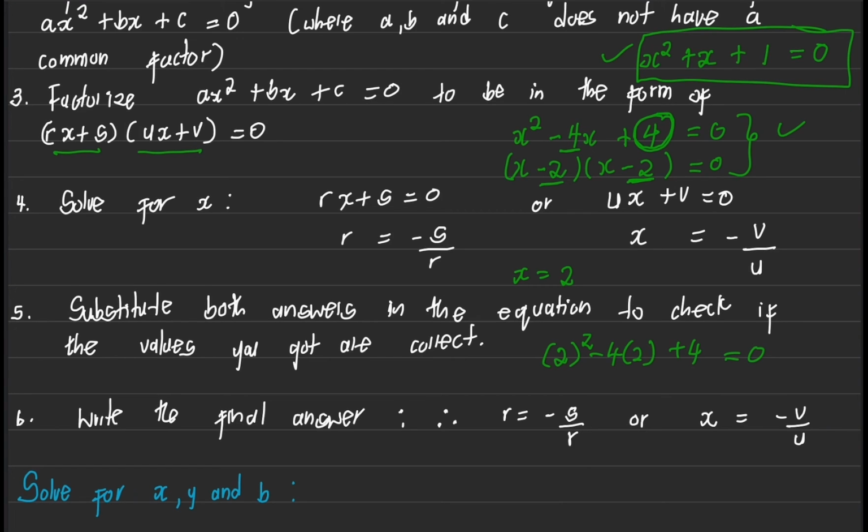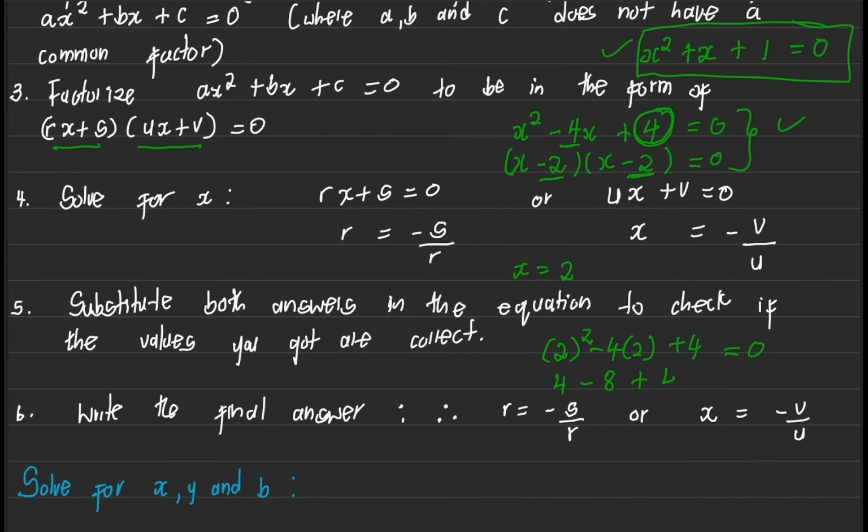And then from there, you're going to have your 4 for 2 squared, and then you're going to have minus 8 for minus 4 times 2, plus 4, which is equal to 0. And then if you solve this, 4 minus 8 plus 4 is equal to 0. So 0 is equal to 0.